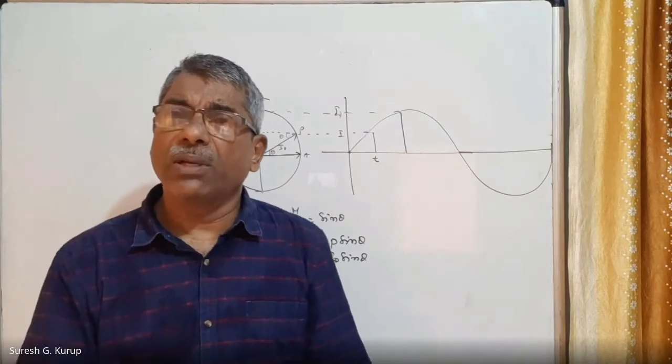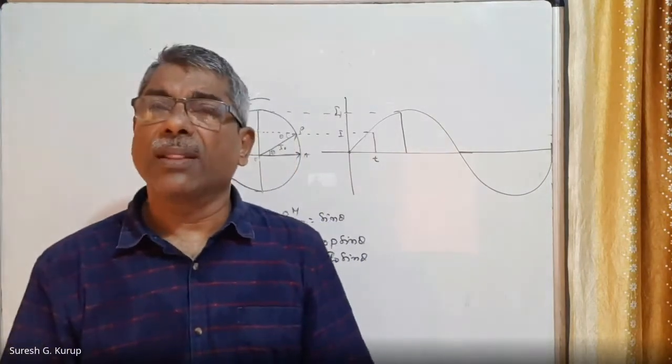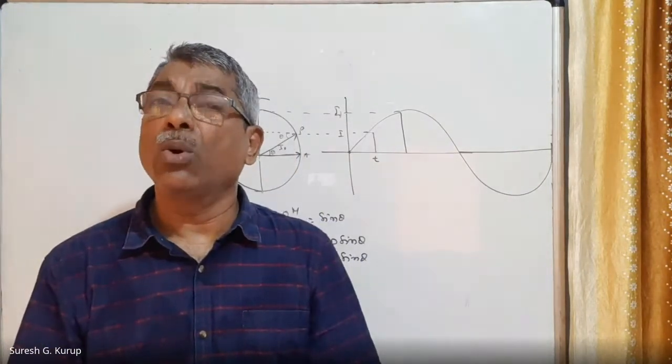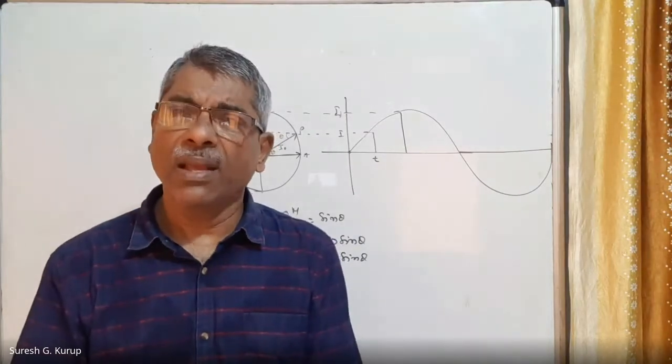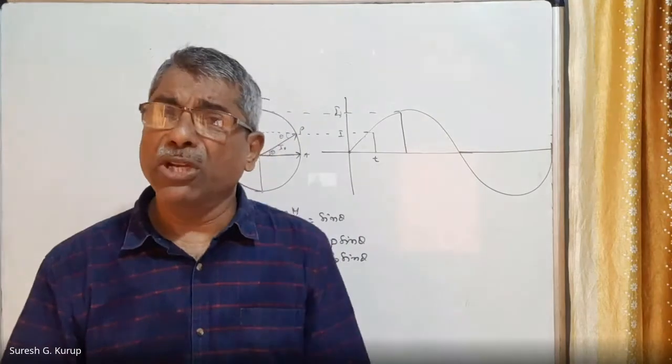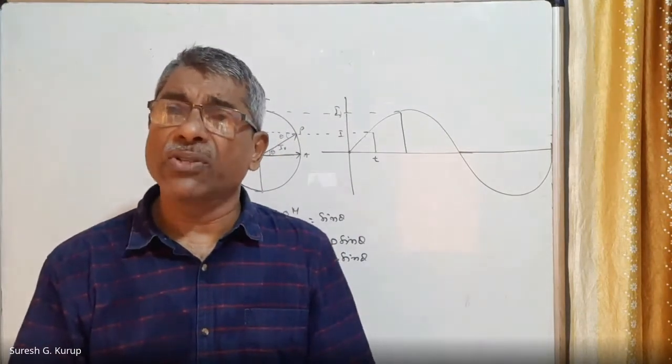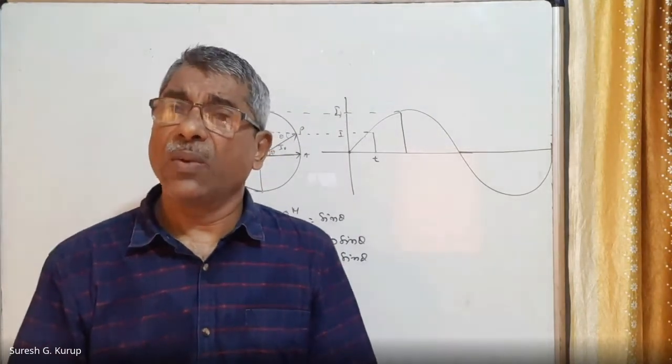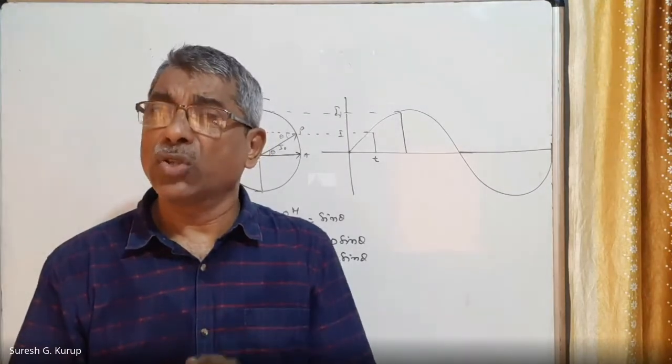If the circuit is a pure resistance circuit, then current and EMF will go together. That means current and EMF will be in the same phase. It means when EMF is zero, current is also zero. When EMF is maximum, current is also maximum.